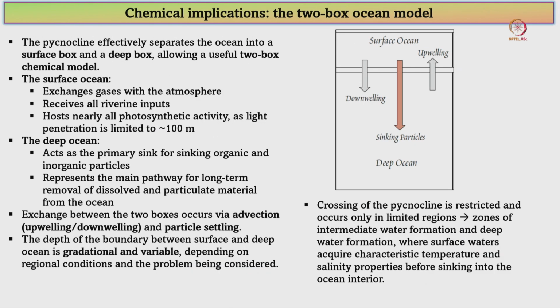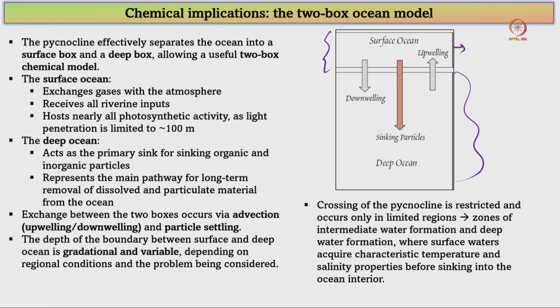So, the chemical implication of this depth mixing is that we get two separate boxes. We have the surface ocean and we have the deep ocean. It becomes very useful to us because it becomes like a two box model, useful for all the chemical interactions, because the top box is separate and the bottom box is again separate. The surface ocean, what does it get influenced by? It gets influenced by the exchange of gases with the atmosphere. It receives all the riverine inputs.